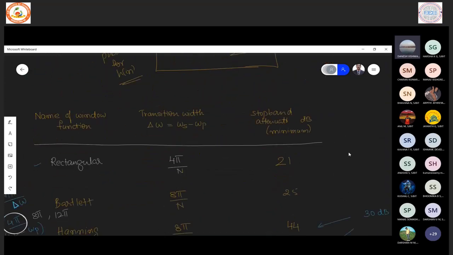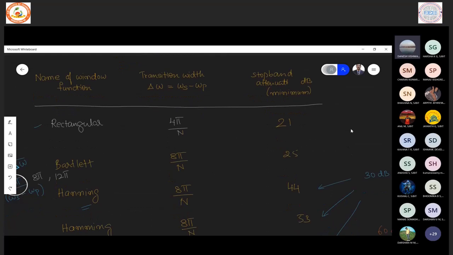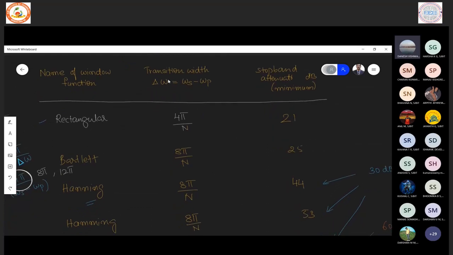Now, here's a table summarizing all the facts that we have learned. The table shows the name of the window function and the transition width. What do we mean by transition width? We already spoke about it in the four different scenarios: the width between the passband and stop band. The stop band edge frequency is called omega s, and the passband edge frequency is called omega p. The region between them is called the transition width.